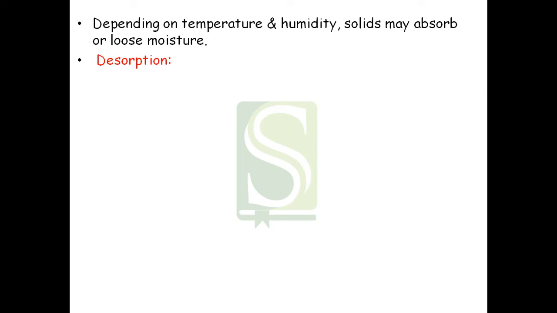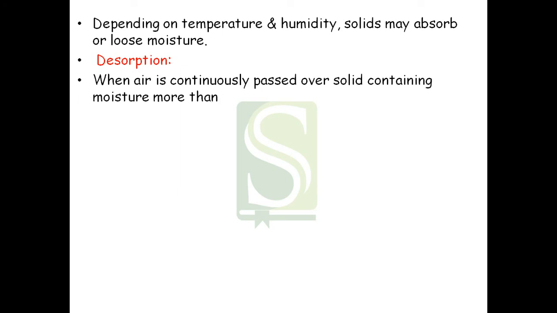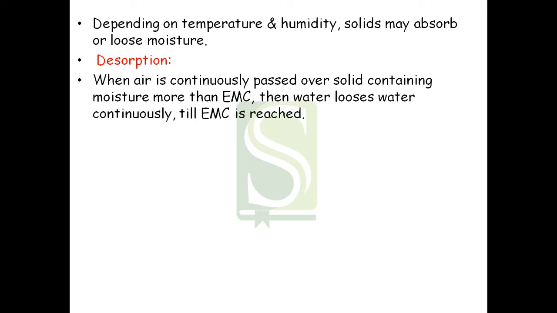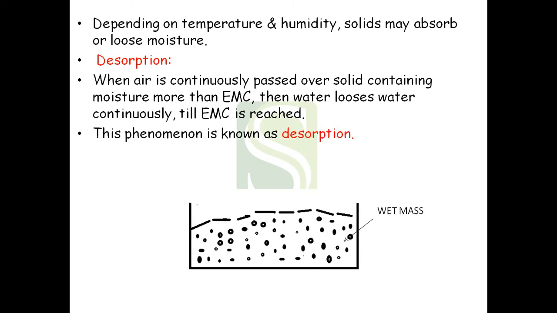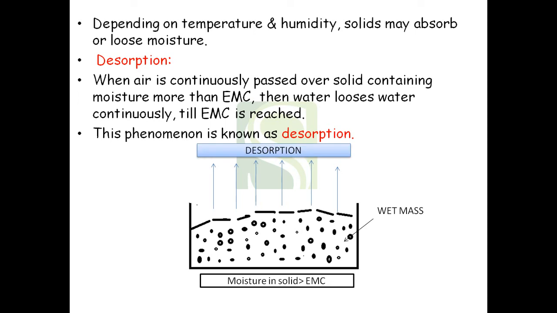Now let's first see what is desorption. When air of constant temperature and humidity is continuously passed over the solid which contains moisture more than EMC, then the solid loses water continuously till it reaches its EMC. So this is called desorption. This is the wet mass. When the moisture in the solid is more than EMC, at that time this system when dried will lose its water continuously, and this process is called desorption.